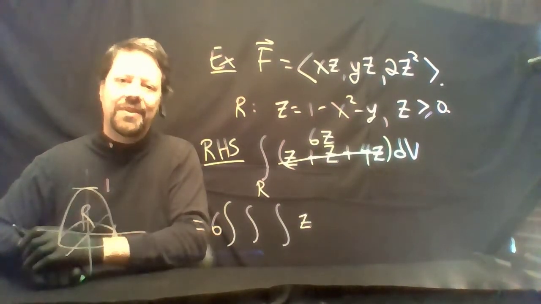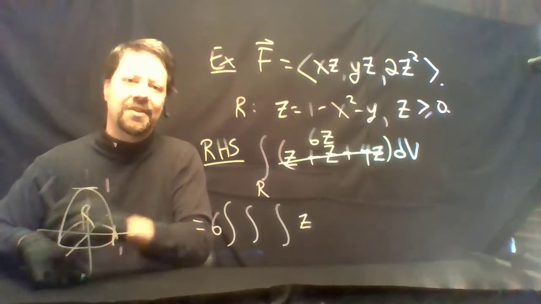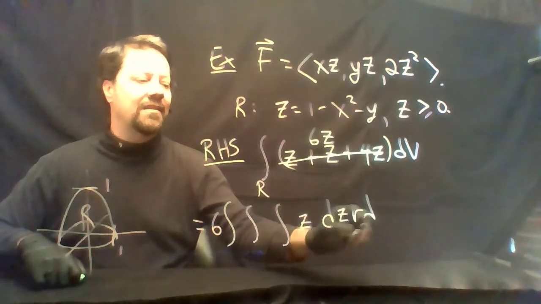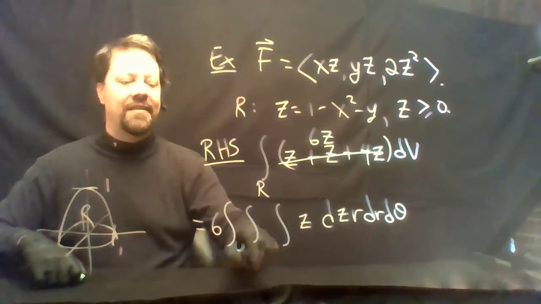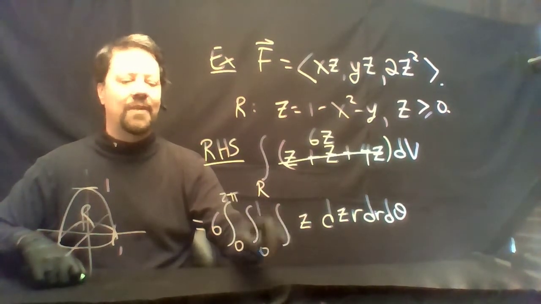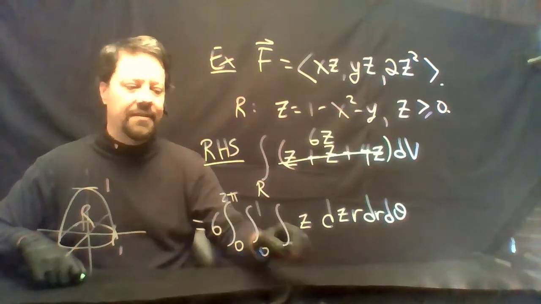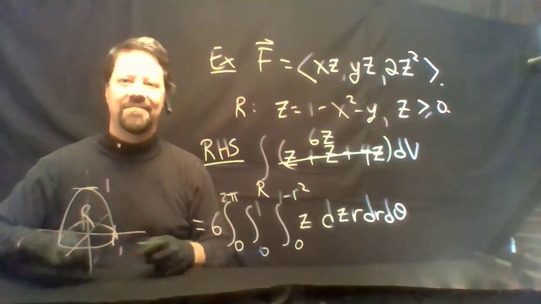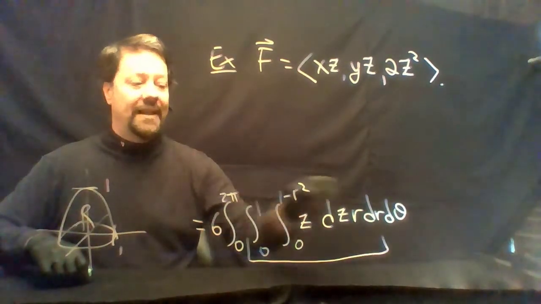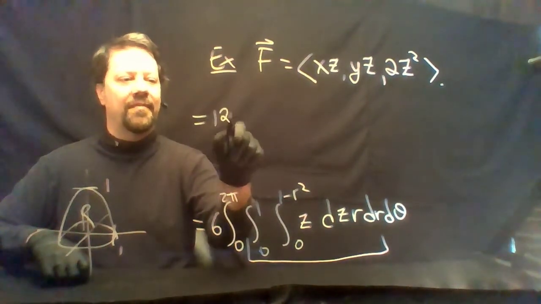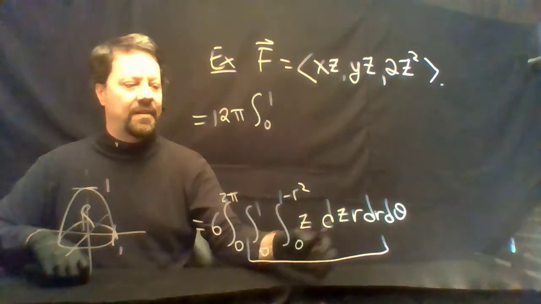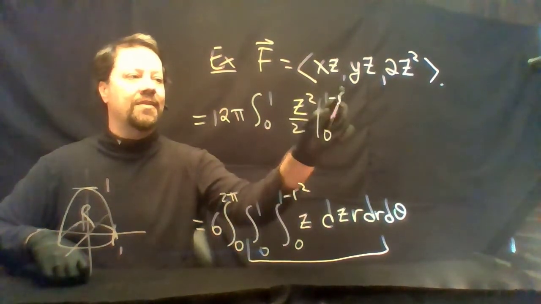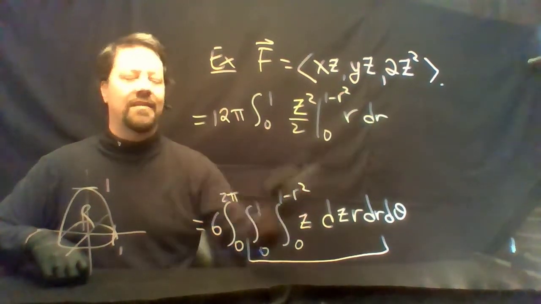The right coordinates to use here are cylindrical coordinates because of the rotational symmetry around the z-axis. We'll use dz r dr d theta. Theta will go from 0 to 2 pi, r from 0 to 1, and z will go from lower surface, z equals 0, to upper surface, z equals 1 minus r squared. We get 2 pi for free. Integrating z, that's z squared over 2 evaluated from 0 to 1 minus r squared, with the r dr left over.